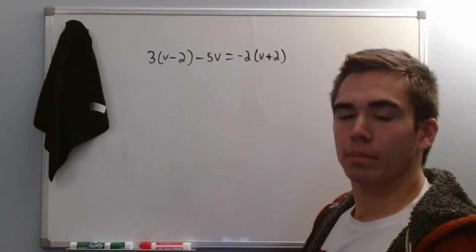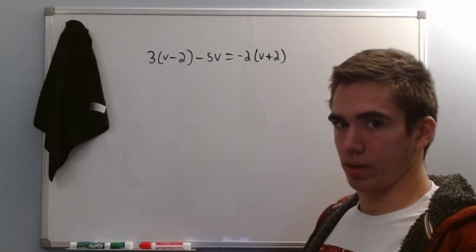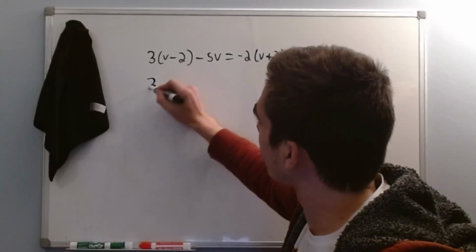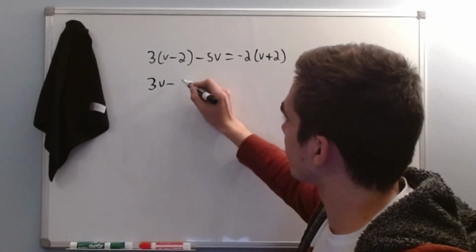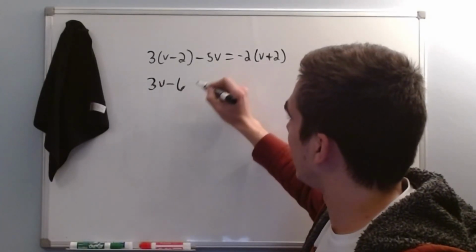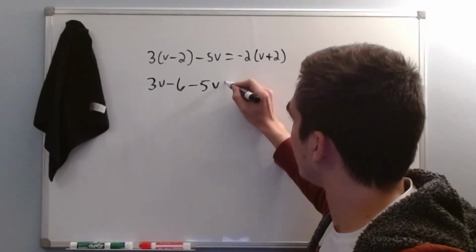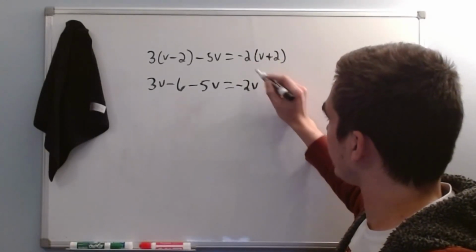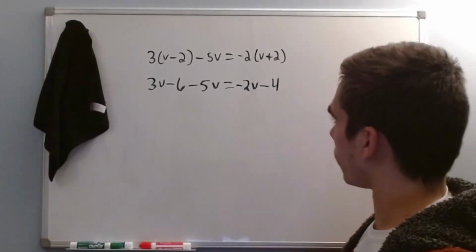So for our second problem, we're just going to speed through it and do the same process that we did for the last question. So our 3 times our v is going to give us 3v. 3 times our negative 2 is going to give us negative 6, and then we'll bring down our negative 5v. Equals negative 2 times v, negative 2v, negative 2 times 2, negative 4.